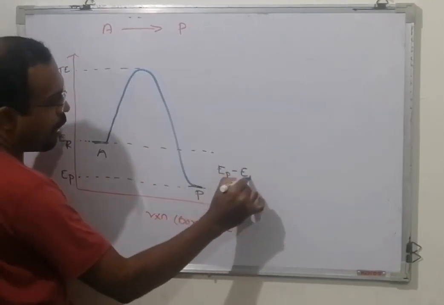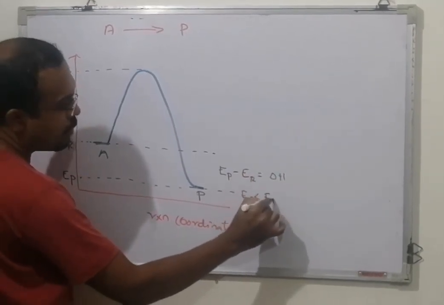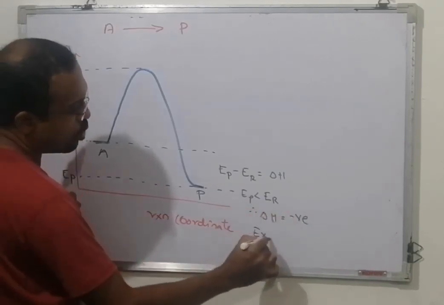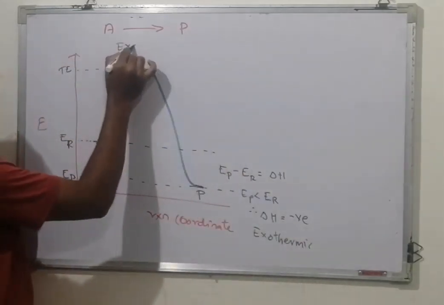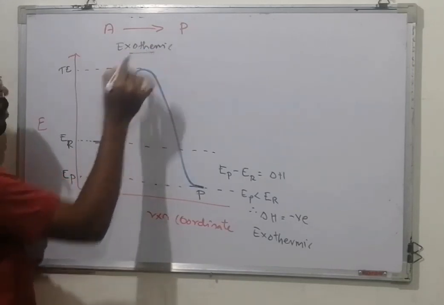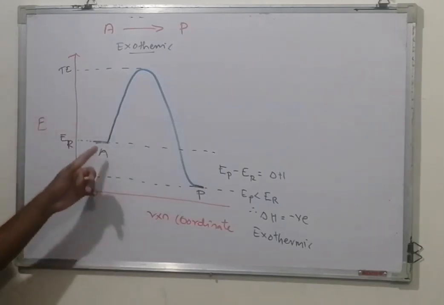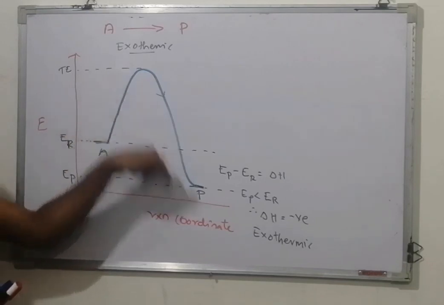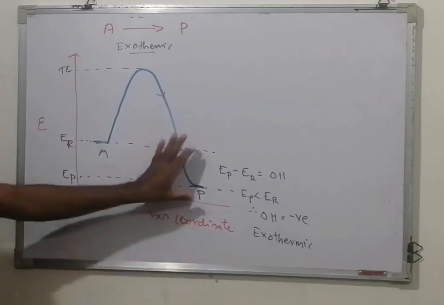You know, EP minus ER, that is delta H. EP is less than ER, therefore delta H is negative. This reaction is called an exothermic reaction. What is the trick for exothermic reaction? P should be lower than A. A to P is exothermic because this delta H is negative.